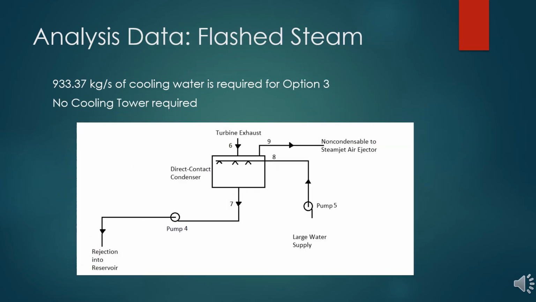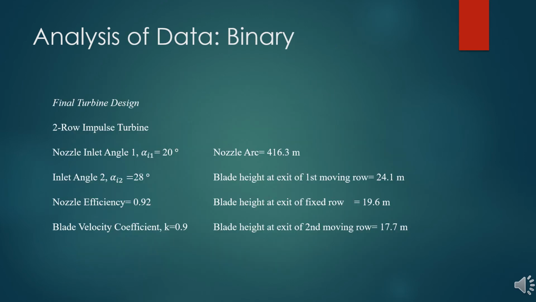For option 3, no cooling tower is required, and approximately 933 kilograms per second of cooling water is required by the condenser. The following is the ideal specifications for the binary systems turbine.